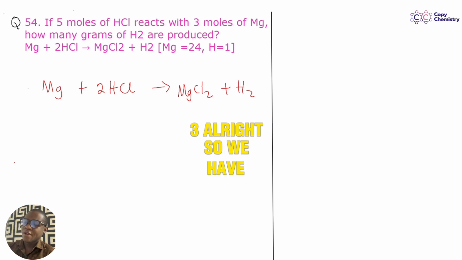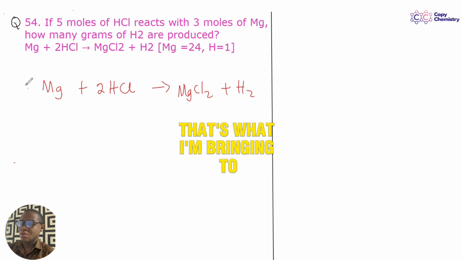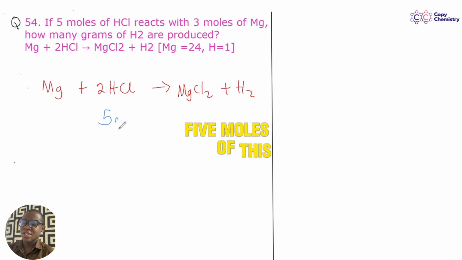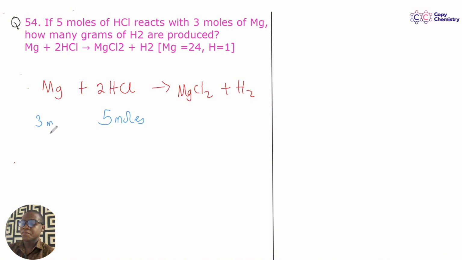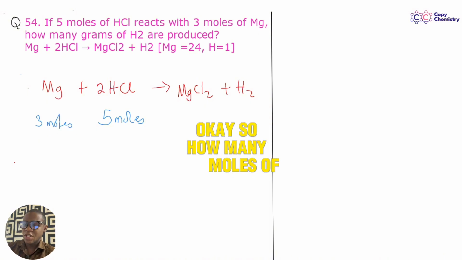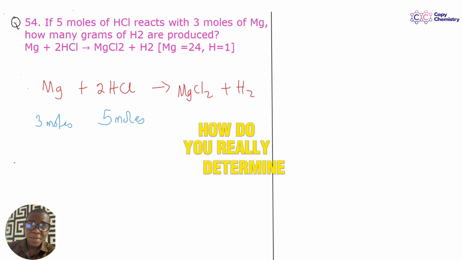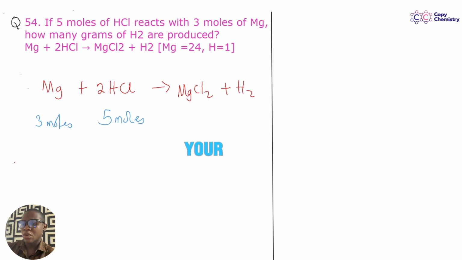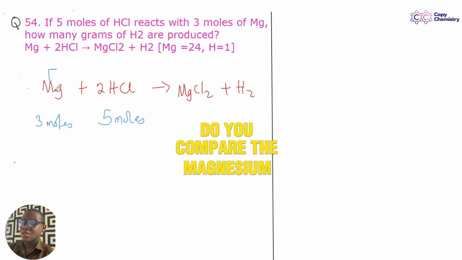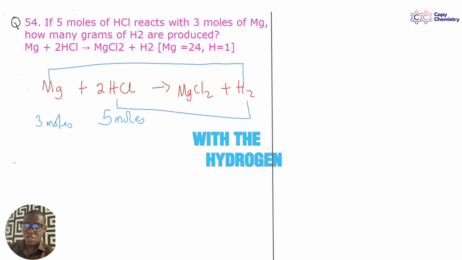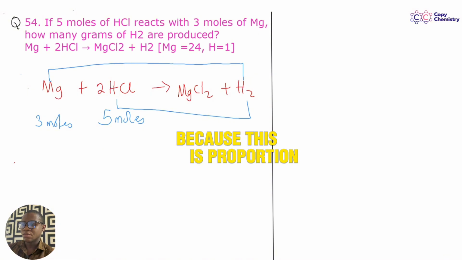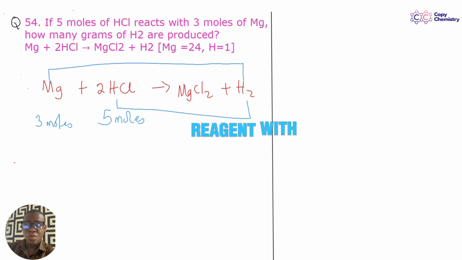Alright, so we have 5 moles of HCl, that's what we're bringing to the game. 5 moles of this, and 3 moles of magnesium. So how many moles of H2 are produced? Now, how do you determine what to compare with your hydrogen? Do you compare the magnesium and the hydrogen, or the HCl with the hydrogen? Because this is proportion, the answer is we compare the limiting reagent with the hydrogen.